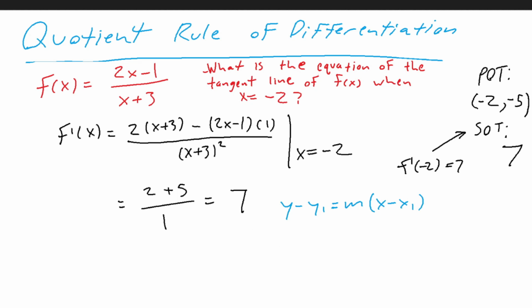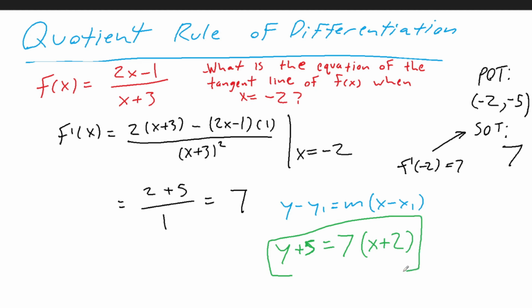Write the final equation in green. We're going to have y minus our y value, which is negative 5. So minus negative 5 is plus 5. And then it equals the slope, so 7. Let me make this 5 a little more like a 5. So we have y plus 5 equals 7 times x minus our x value, which is negative 2, so x plus 2. And this is our final answer for the equation of the tangent line of f of x when x equals negative 2. So if you got this answer, good job.